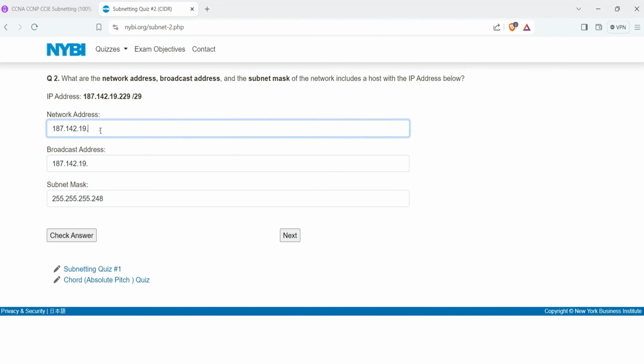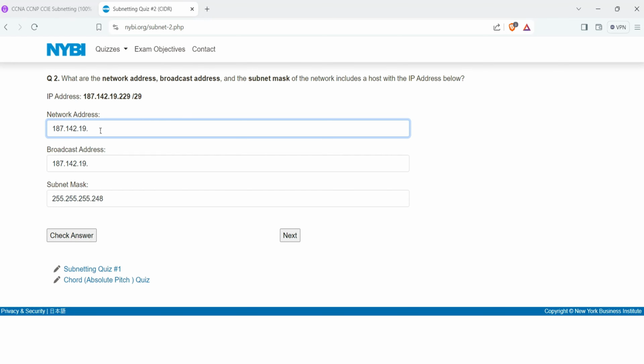187.142.19 dot. Where does the 229 fall under? Okay, the jump start is 8. 8 times 30 is what? 240? Okay, what's 240 minus 2? It's 232. Minus 8 is 232, and minus 8 is what? Wow. Isn't that better?